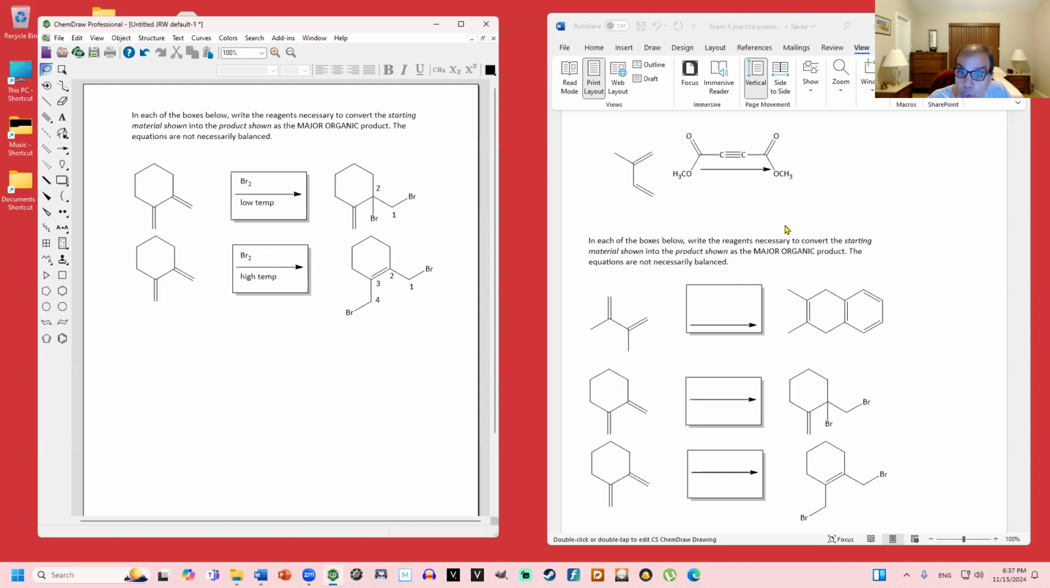So this whole page was on chapter 14 stuff, or at least all these questions were, on the Diels-Alder reaction and on electrophilic addition to conjugated dienes. And that's pretty much it for that.